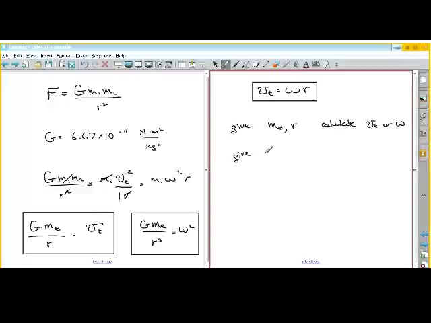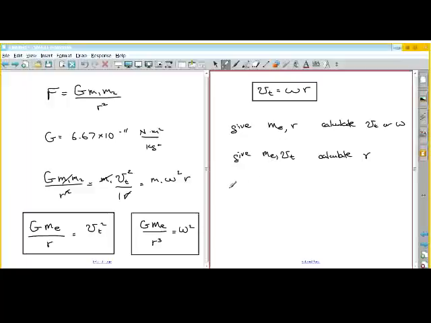I could give you the mass and the velocity, and you could calculate r. In this case, again, G is always 6.67 times 10 to the negative 11th. So if I give you the mass of the thing that it's rotating around, and I give you the tangential velocity, then you can calculate r.